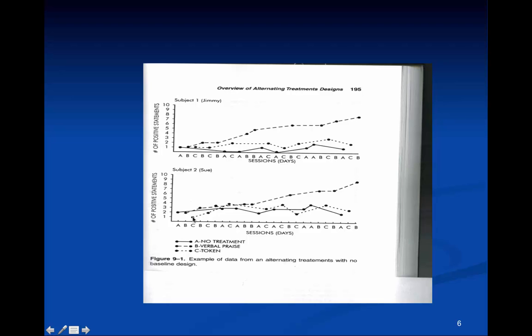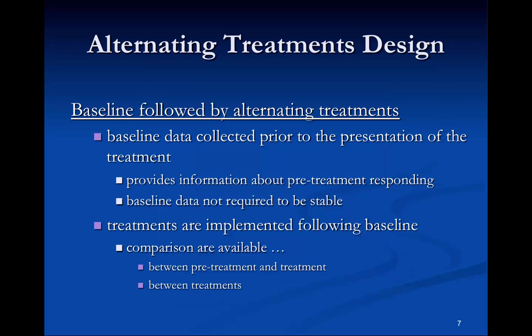Similar thing with Sue, except maybe with Sue the difference between no treatment or baseline and the token was really not much of a difference. In Jimmy's case, baseline was lowest. Here it's about the same, but same pattern. You started to see the verbal praise emerging as the most effective. So, a classic example, like Iwata's, of an alternating treatments design.